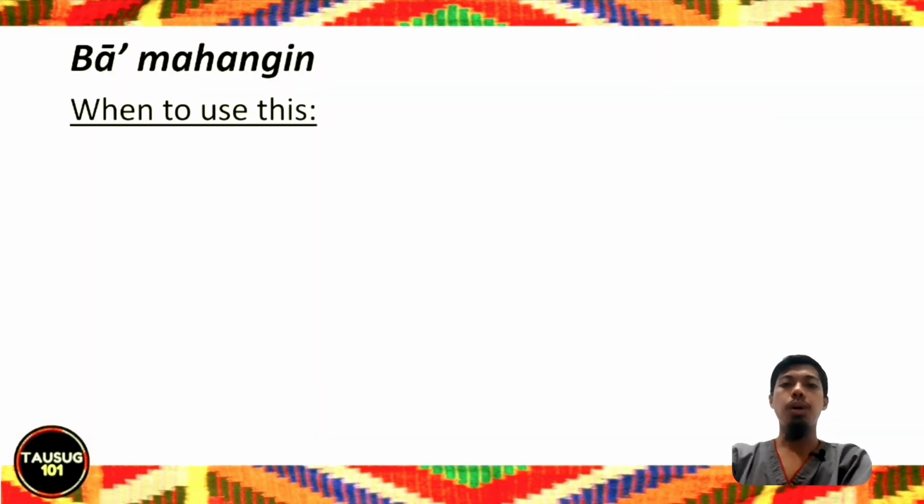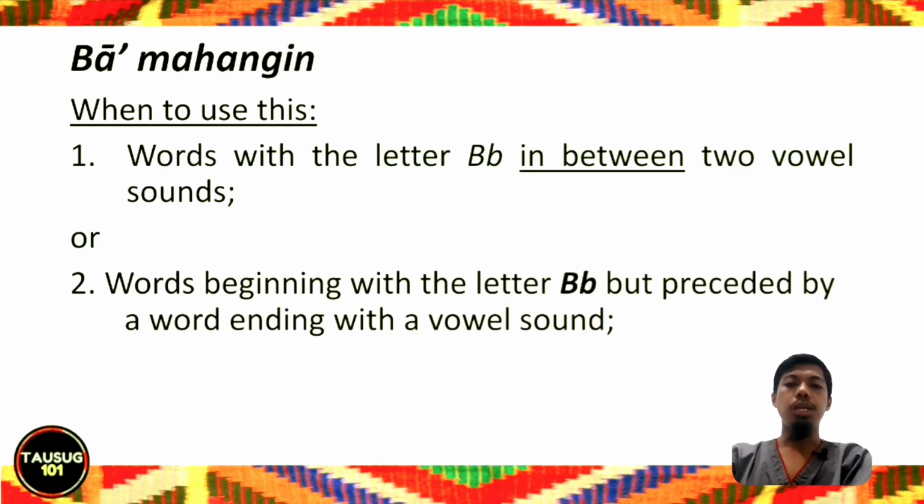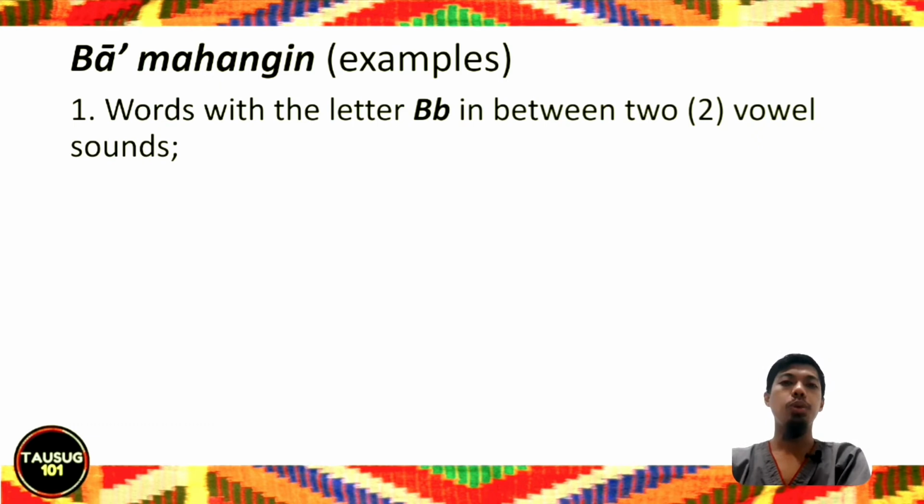So when do we use Bā Mahangin? We use Bā Mahangin when we have words with the letter ba in between two vowel sounds, or words beginning with the letter ba but preceded by another word ending with a vowel sound. Examples: words with letter ba in between two vowel sounds.